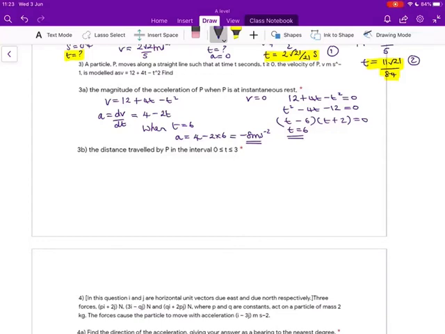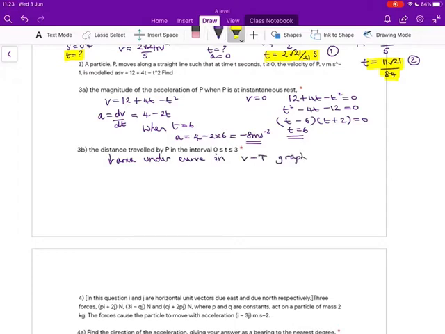Okay, in 3b we're asked to find the distance travelled by P in the interval between 0 and 3. So the distance travelled in a velocity time graph is the area under the curve. So distance travelled is area under curve in a velocity time graph.